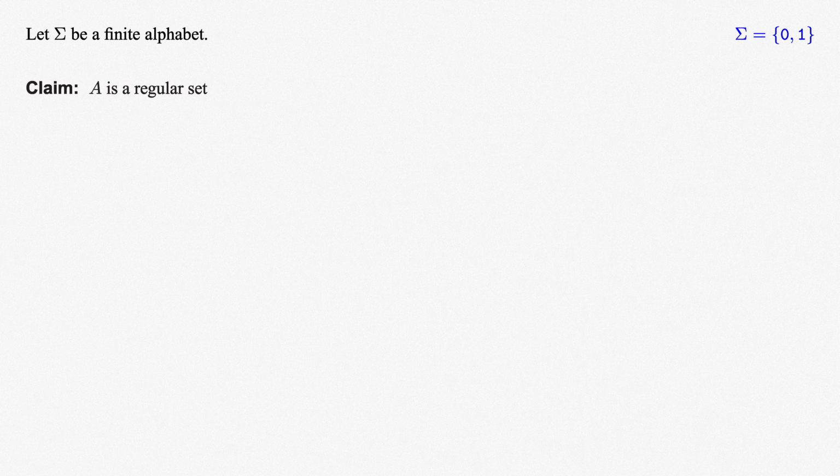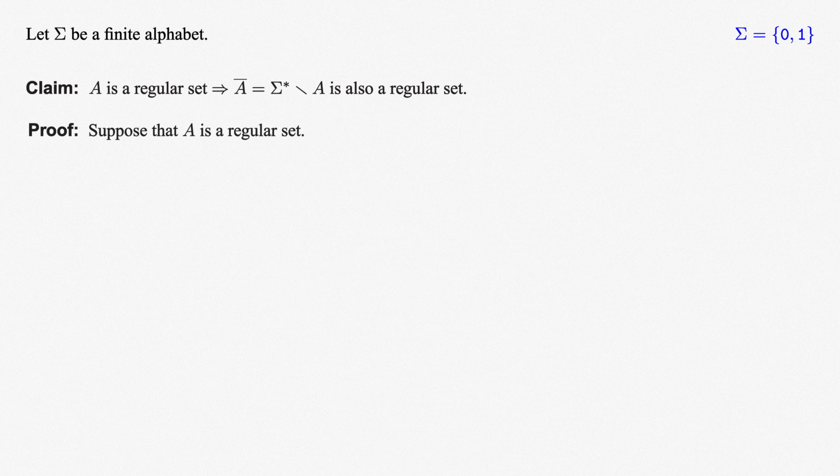If A is a regular set, then the complement of A, in other words, sigma star take away the strings in A, is also a regular set. The proof is straightforward. Suppose that A is a regular set. By definition, there is some DFA M that accepts the set A.